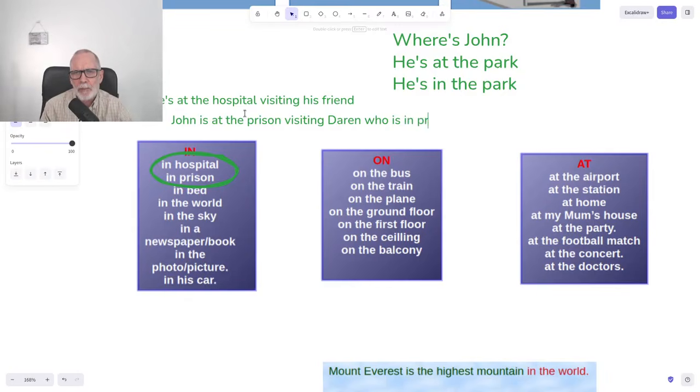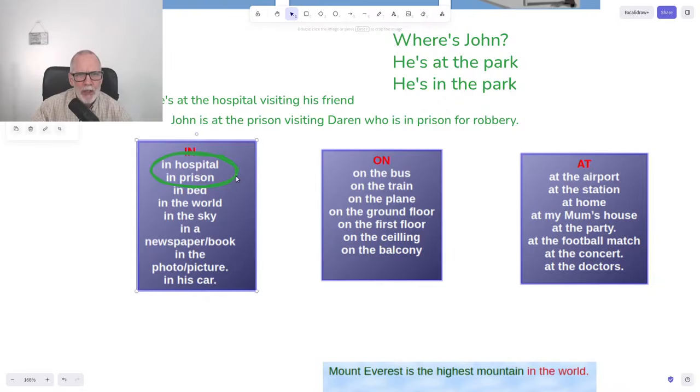Who is in prison for what? For robbery. Robando. So here we say Darren is in prison. Porque Darren está internado en la cárcel. Prison es cárcel, perdón. Había dicho eso antes. John is at the prison visiting Darren. So hay una diferencia. A veces podemos usar at o in, depende del contexto.